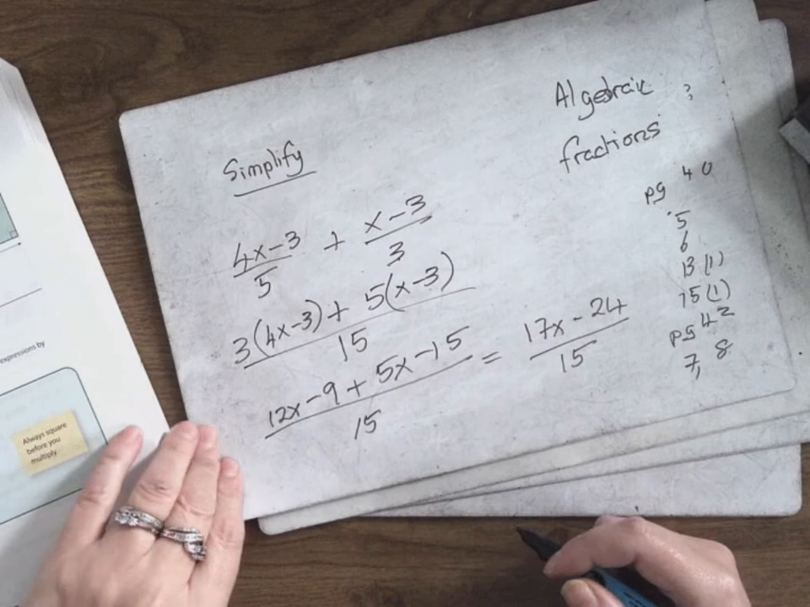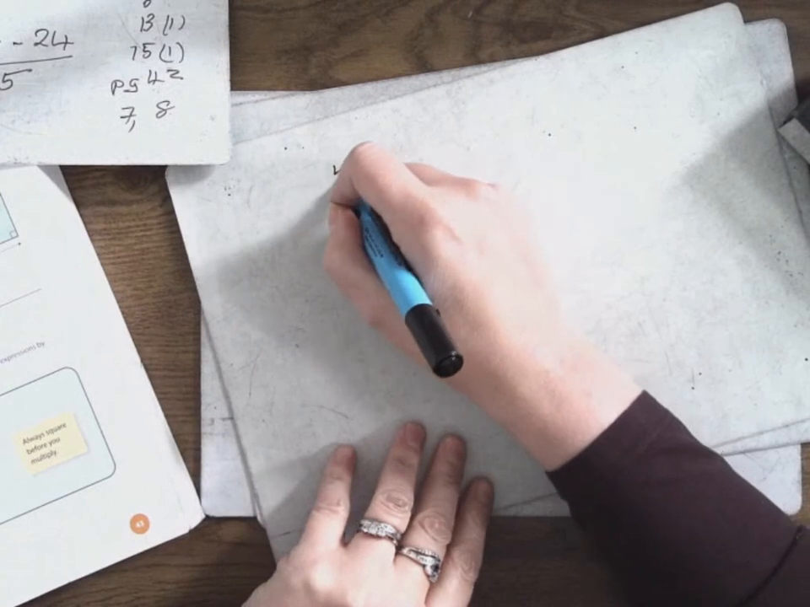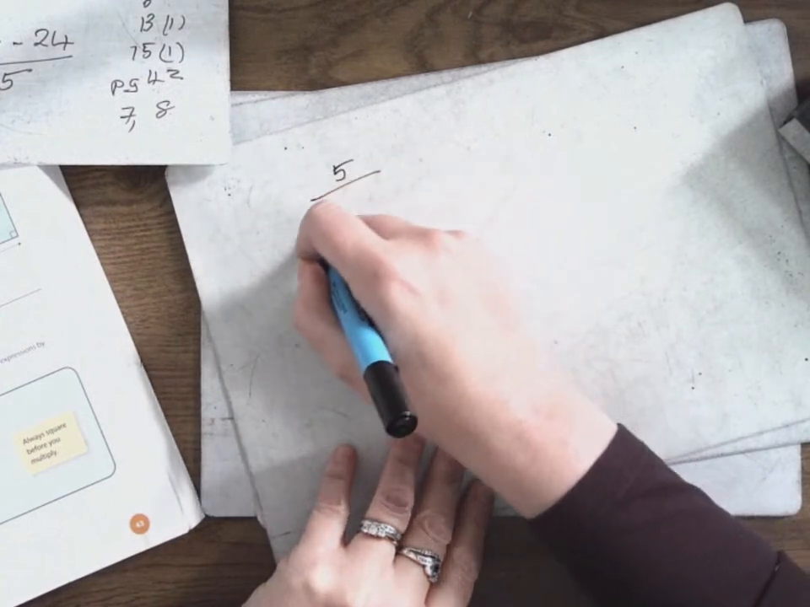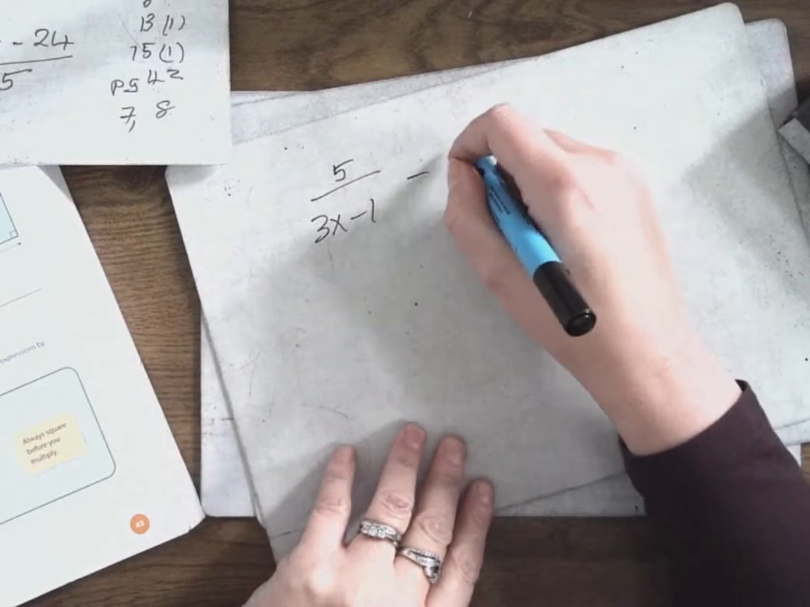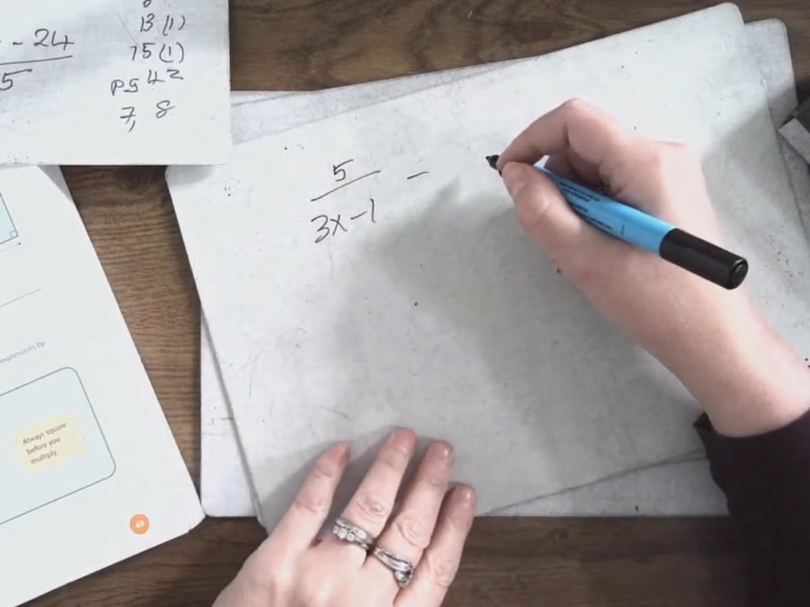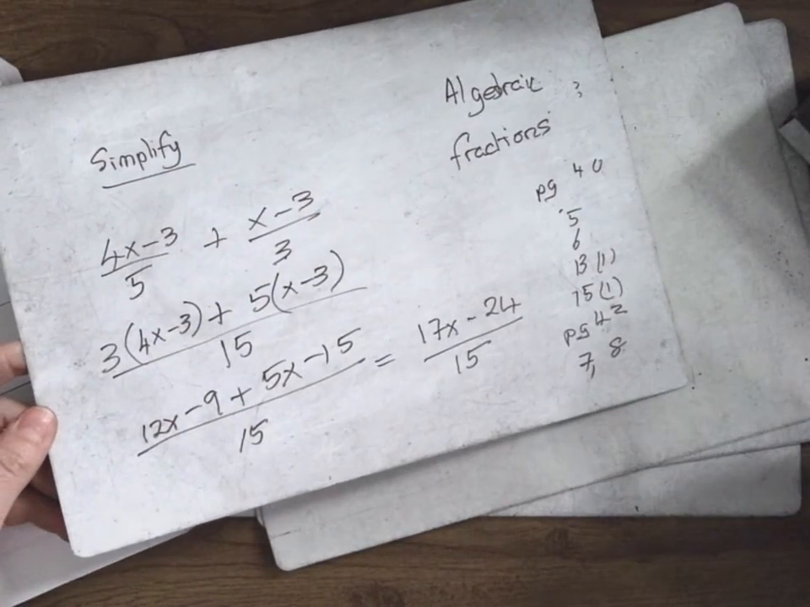Right. Okay, did you do the harder ones again? You did do them because I saw them in your copy. Right, let's try this one. 5 all over 3x minus 1. 17x minus 24 over 15. That's it. That's as far as you can go.